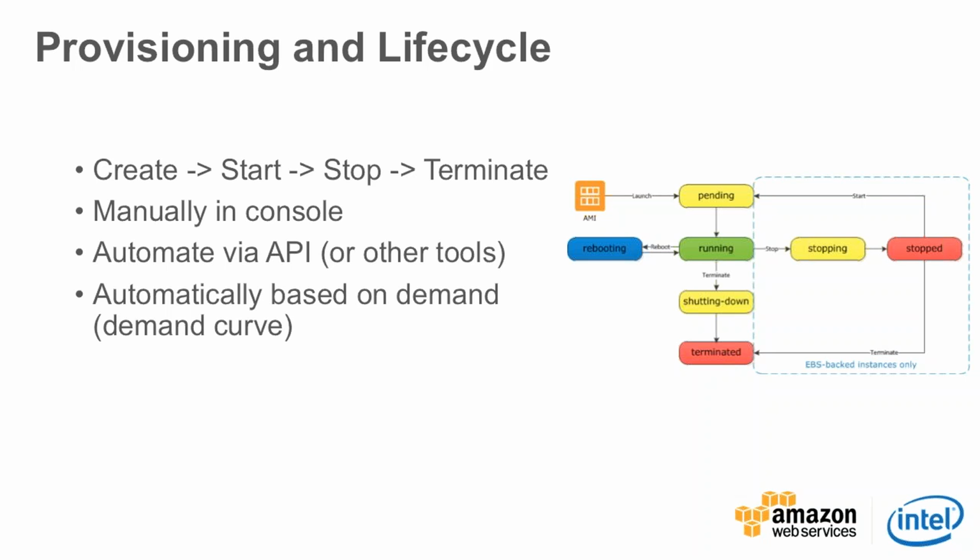When your instance is stopped, you don't pay for compute. You pay only for the EBS storage that is allocated to that instance. So if you've got a 50 gig EBS-backed instance volume, you're paying only for the 50 gig of storage as long as it is stopped.